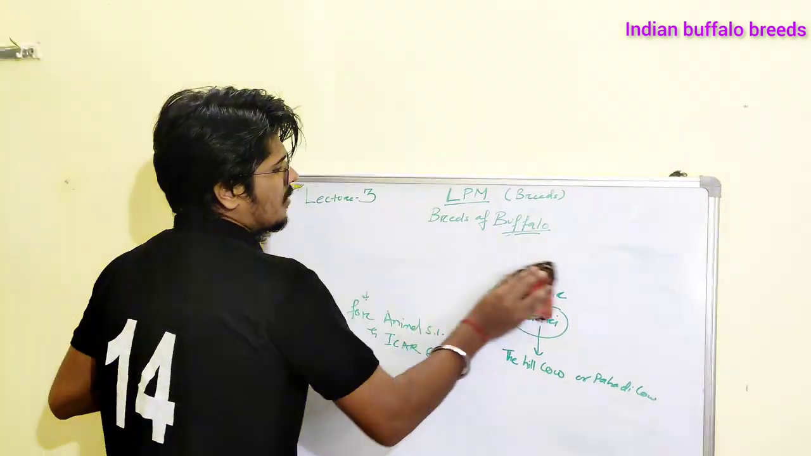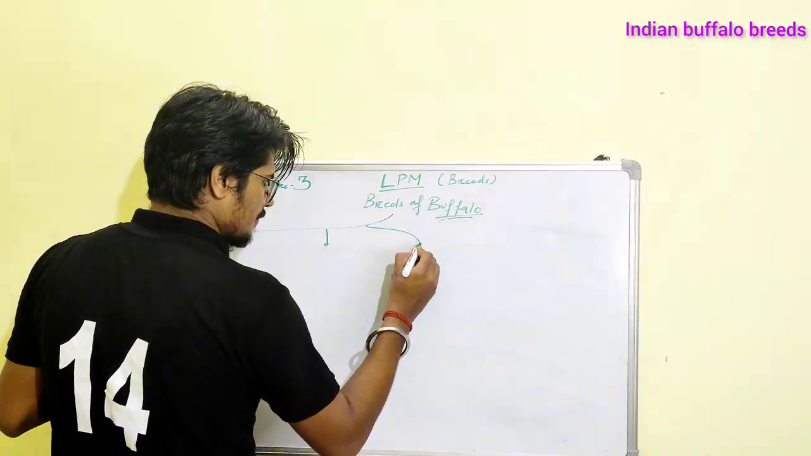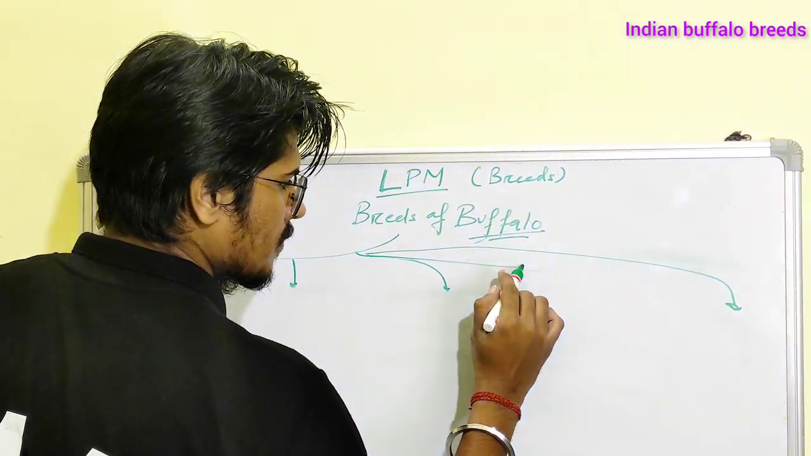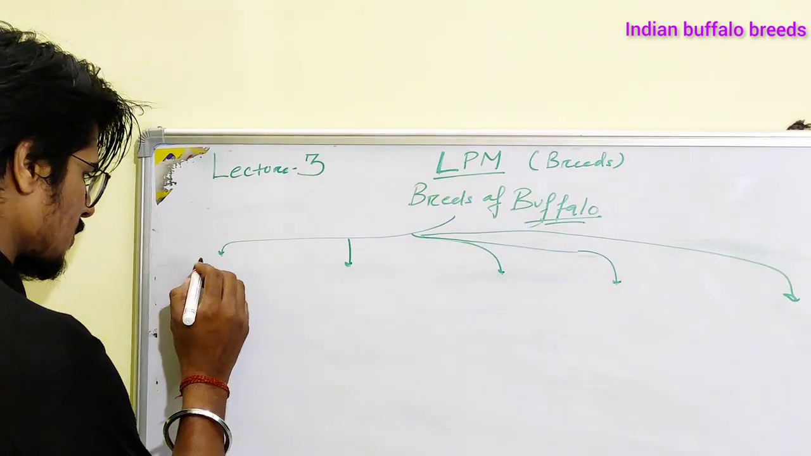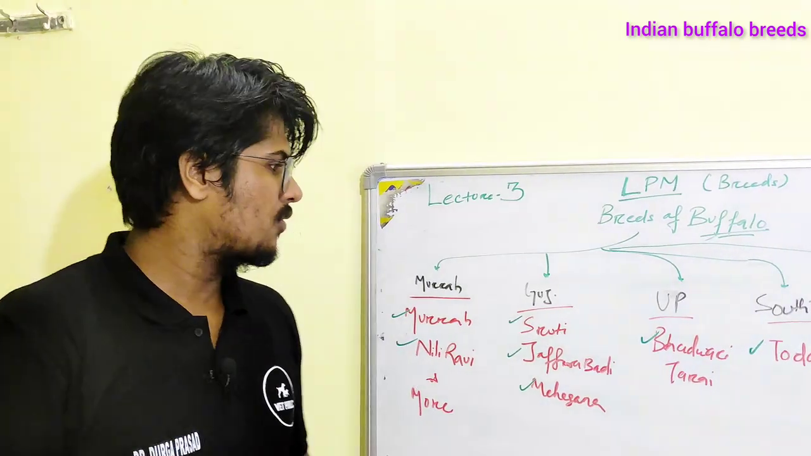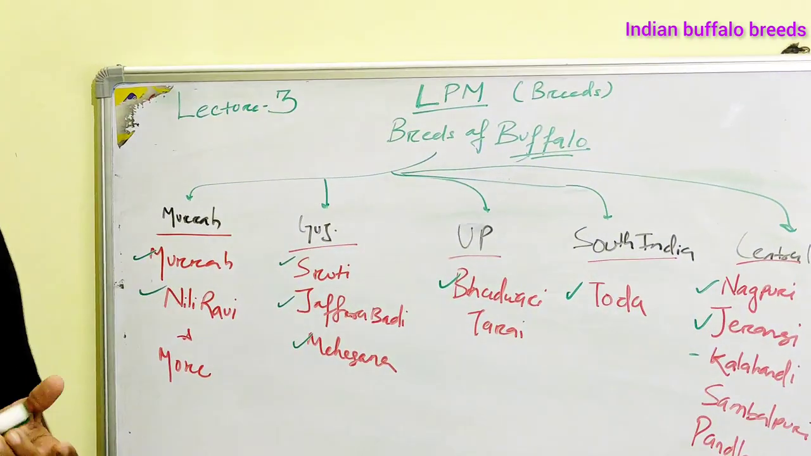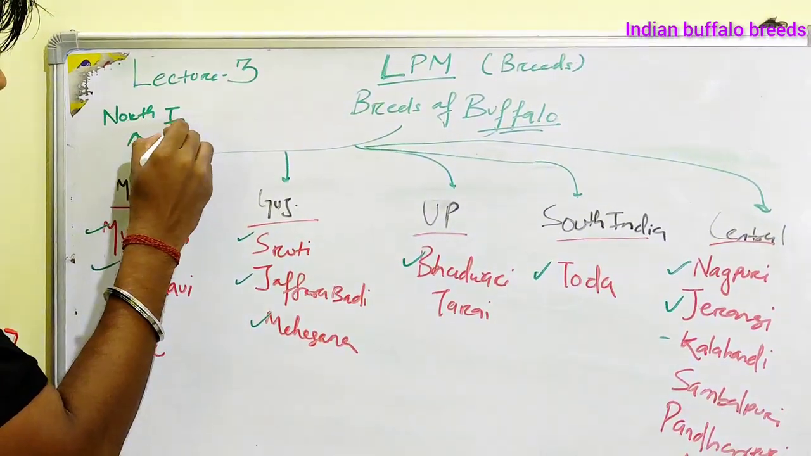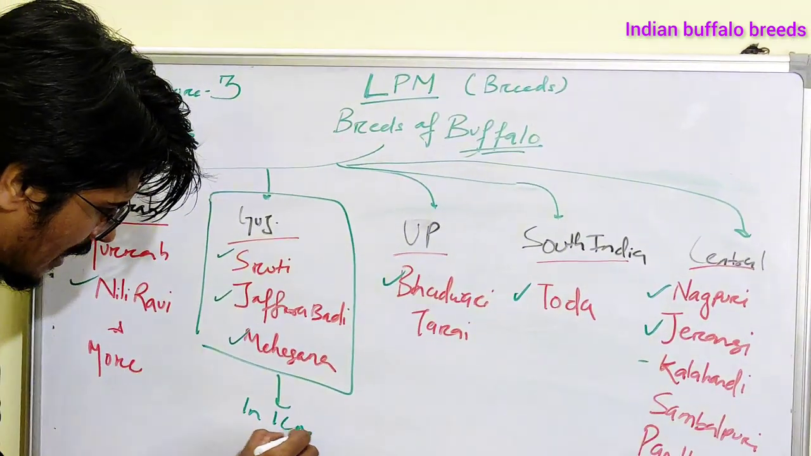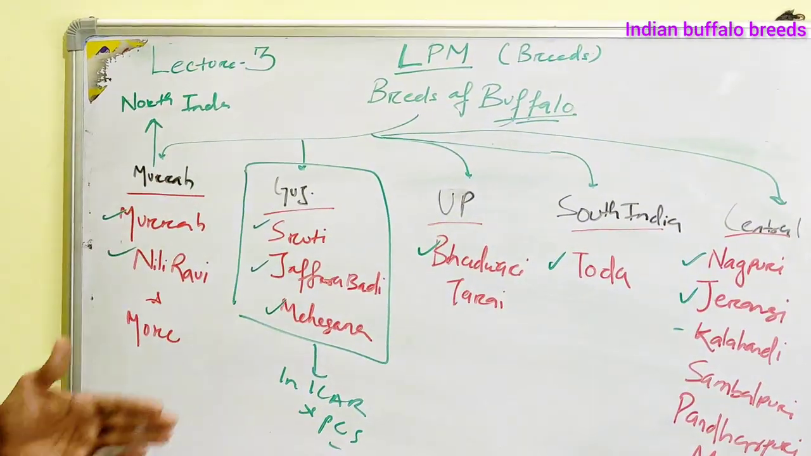What are the breeds of buffalo? The breeds of buffalo are divided into five subgroups on the basis of geographical division. Like this, the Murra group: the group of buffaloes that belong to North India, the Delhi, Punjab, Haryana region. Then the Gujarat region. It is an important question in ICAR and public service exams to mention three buffalo breeds of Gujarat origin, that is Surti, Jaffarabadi and Mehsana.